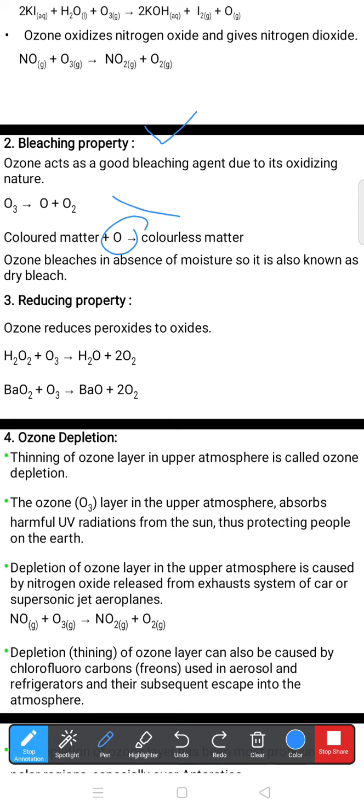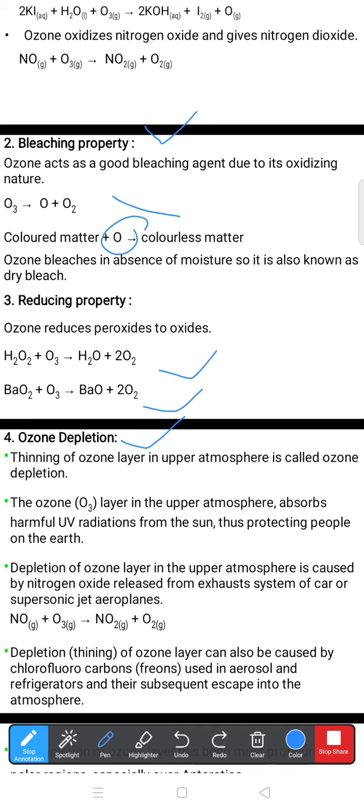Then the reducing property. Ozone reduces peroxides to oxides. H2O2 plus O3 gives H2O plus 2 O2. Barium dioxide plus ozone gives barium oxide plus 2 oxygen. Then the fourth point we'll see is ozone depletion.